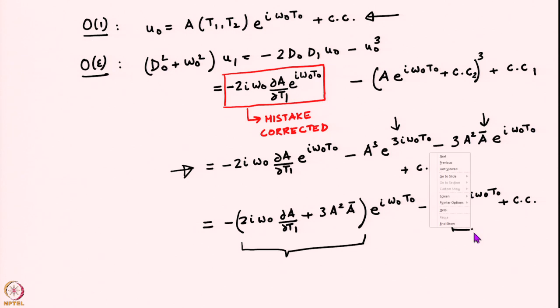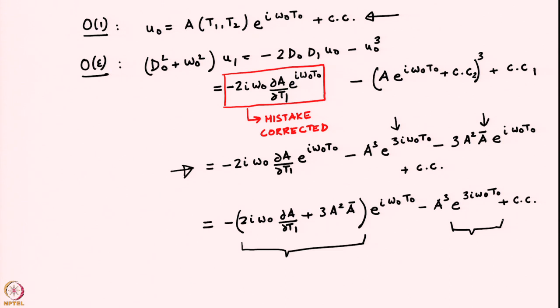and then e to the power 3 i omega 0 t0 is there, and then there is a complex conjugate. Now, the reason why we are looking at terms which are proportional to e to the power i omega 0 t0 is because, like earlier, they are resonant forcing terms. These are terms which will oscillate at the same frequency as the natural frequency of the oscillator.